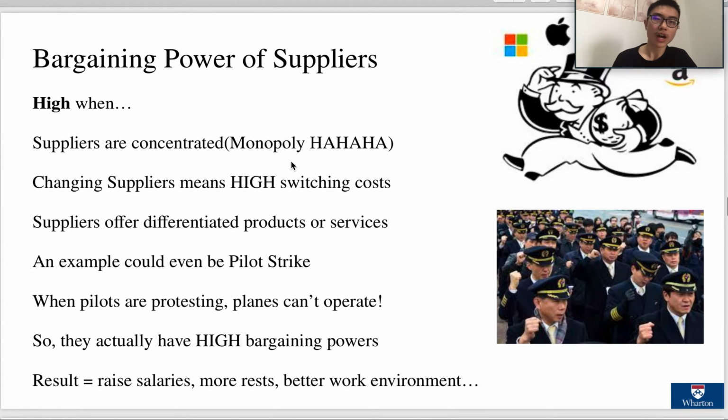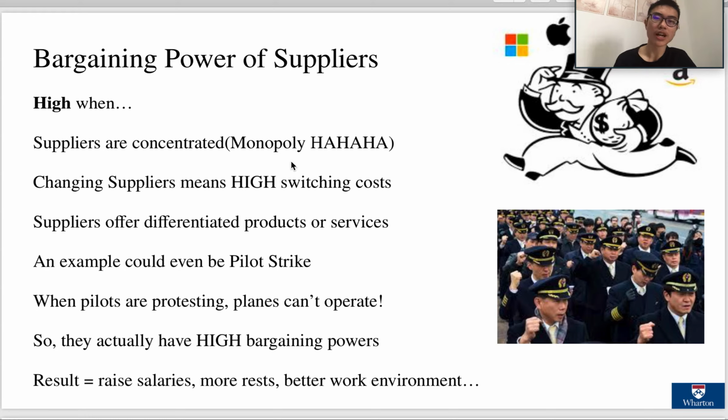Okay, now let's talk about the bargaining power of suppliers, and now it's actually monopoly. It is high when suppliers are concentrated, which means it's monopoly. For instance, Coke and Pepsi, they are concentrated. So if we are the buyer and they are the supplier selling the goods to us, we don't have many choices. An interesting example not about buying a product is a pilot strike. Pilots are employees within an airline company, but if they go on strike and protest, planes can't actually operate.